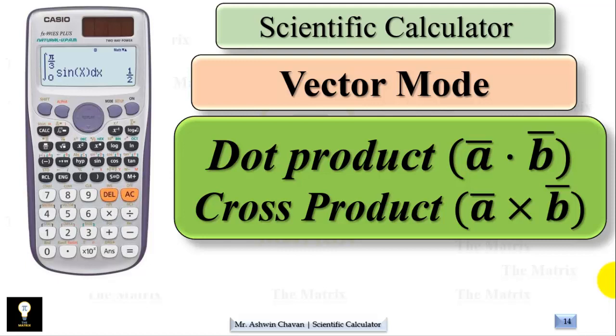In today's session, we will look at vector mode of the calculator, in which we will see how to get the dot product of two vectors a bar and b bar, and also the cross product of the same vectors. So let's go for it.